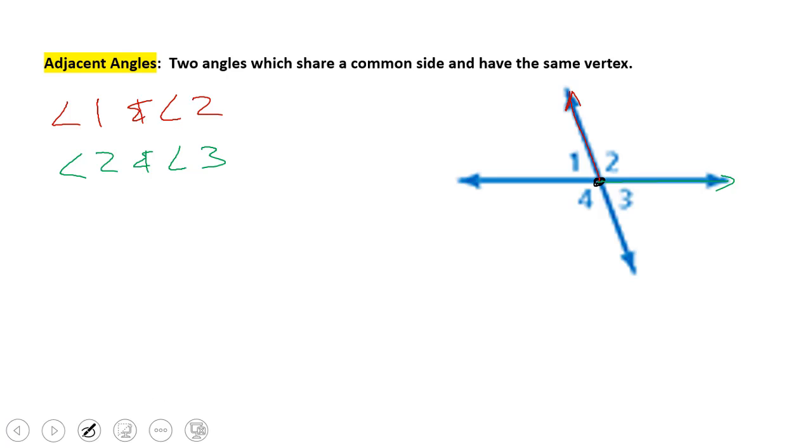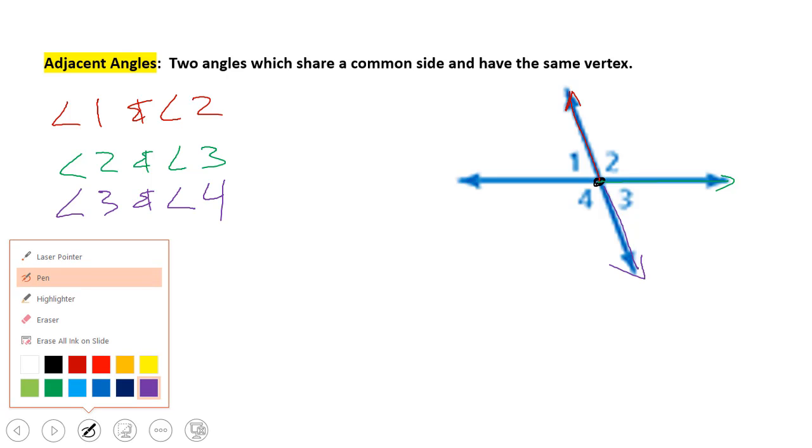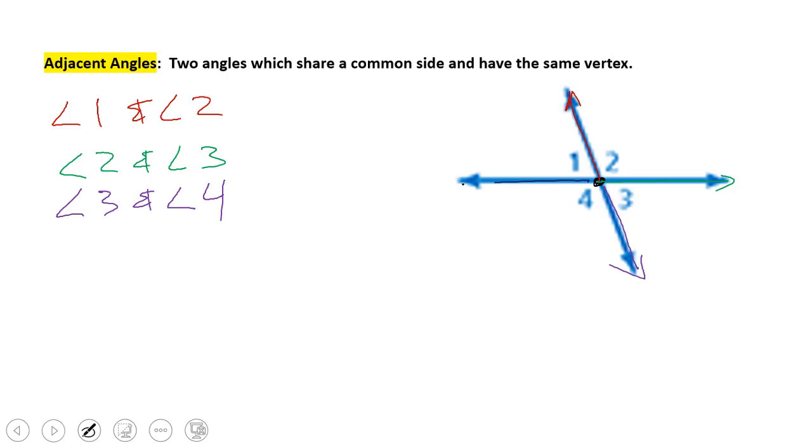Moving on. Going down, I have two angles that share the purple side and the vertex. That's angle 3 and angle 4. They share the purple side. And lastly, I know it's difficult to see, but let's go with the dark blue. I'm going to come this direction. It looks kind of black, but it's really dark blue. And there are two angles, angle 4 and angle 1, which share that side. So this particular figure shows four pairs of adjacent angles.